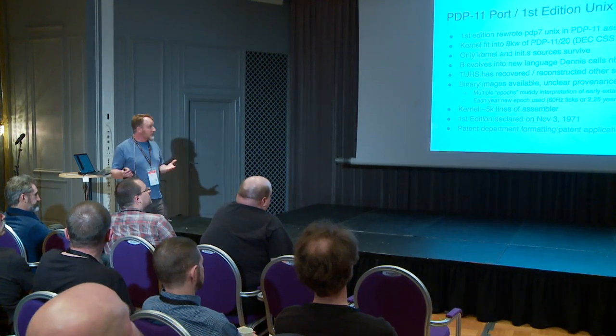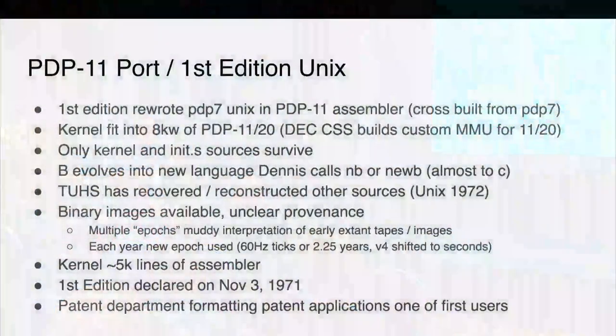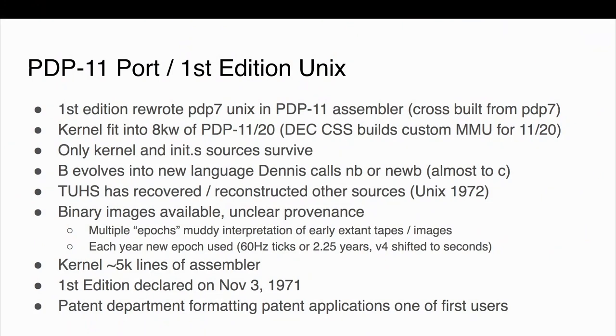So once the system was delivered, they ported in earnest to this machine. Ken's family went on vacation to visit his in-laws for 3 weeks, and during those 3 weeks, he spent a week each rewriting the kernel, the assembler, and the B compiler to get them going on the machine, so then when it's here, they could start using it. This eventually became the first edition of Unix.